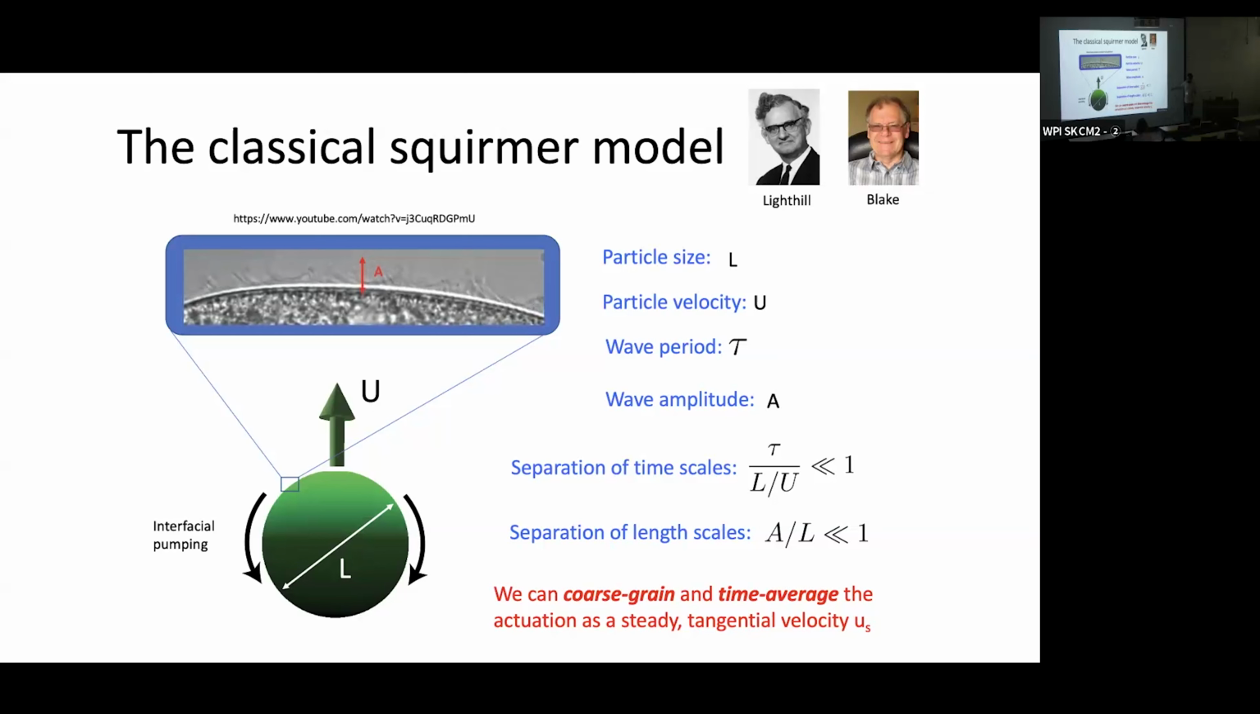Well, in that case, we have a separation of time scales. We can treat this unsteady problem as being an effectively steady problem. We're going to neglect the time variation of the interfacial flow and treat that as a steady interfacial pumping. So we're no longer resolving this complicated geometry. We're just having a sphere, and we're no longer resolving the unsteadiness of this. We're just going to have a steady interfacial flow.